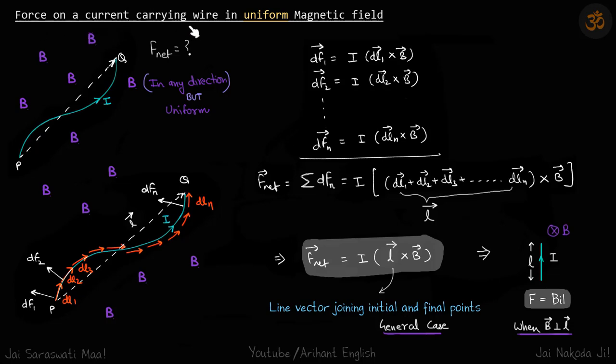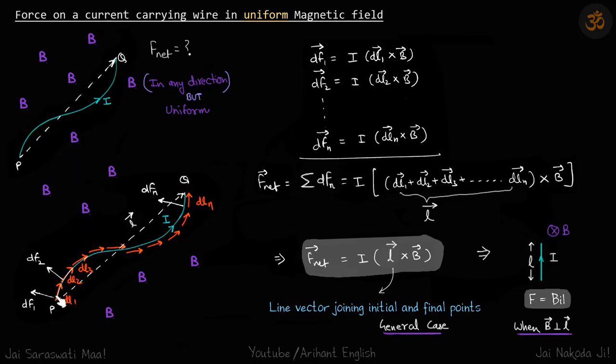Force on a current carrying wire in uniform magnetic field. So let's say we have this current carrying wire which is curled like this, and there is some uniform magnetic field B present in the surroundings. So this B can be in any direction, but it should be uniform. We need to find what is the total force on this piece of wire.